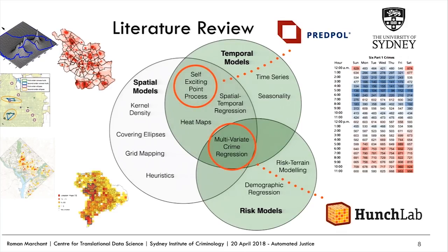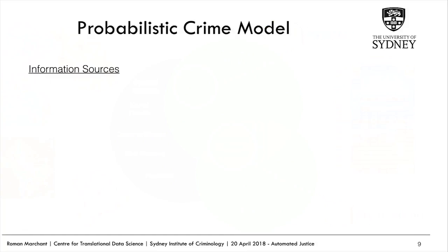So PredPol, for example, has the self-exciting nature of understanding criminal models. And then you have HunchLab, from Philadelphia, which is also using some risk terrain modeling and other risk factors. And the idea is that we're also trying to sit there in the middle, which is combining all possible factors to be able to see and uncover what are the patterns underlying in there.